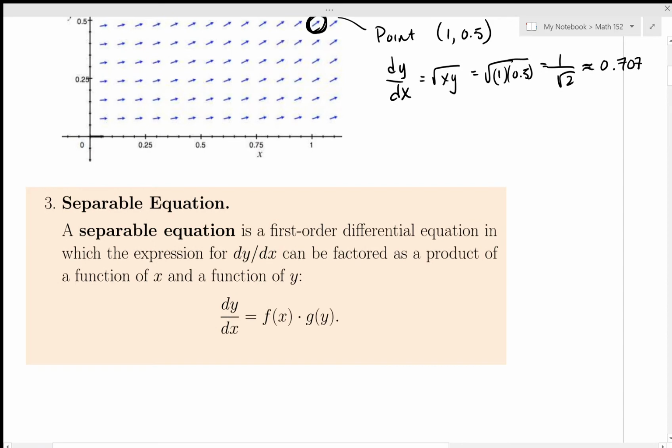Okay, a separable equation is a special type of differential equation. It's first order, and it is a type where you can factor the derivative into a product of two functions, such that one function is just of x and the other function is solely of y.